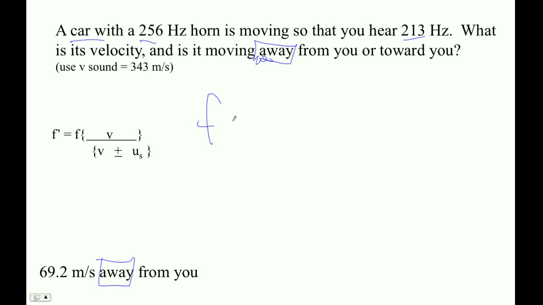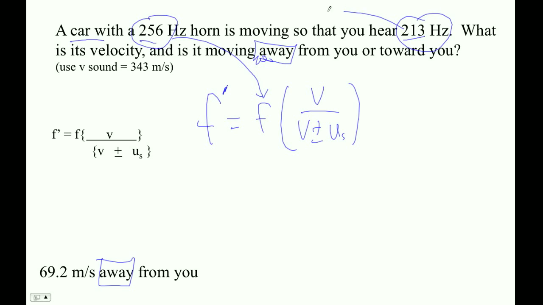The formula for a moving source is F prime equals the original frequency times V over V plus or minus the velocity of the source, right? Now, the 256 hertz horn, that's what it really is, so that's our real frequency. This is what we hear, so that's going to go there. The speed of sound is 343, so that'll go in for V, and it's this that we're solving for. Okay, so let's do a little math here.